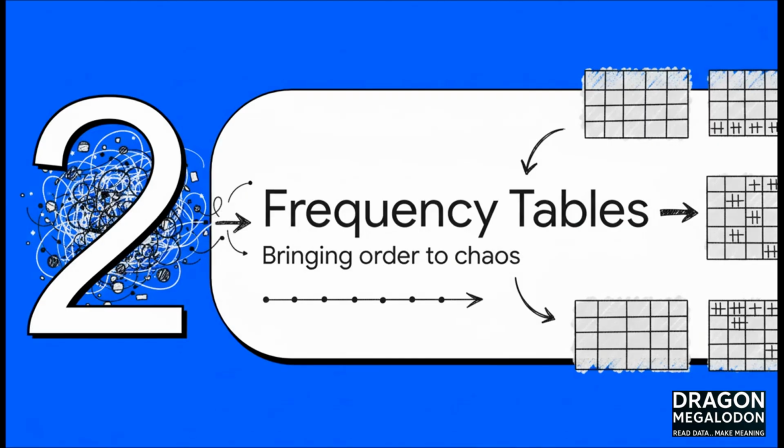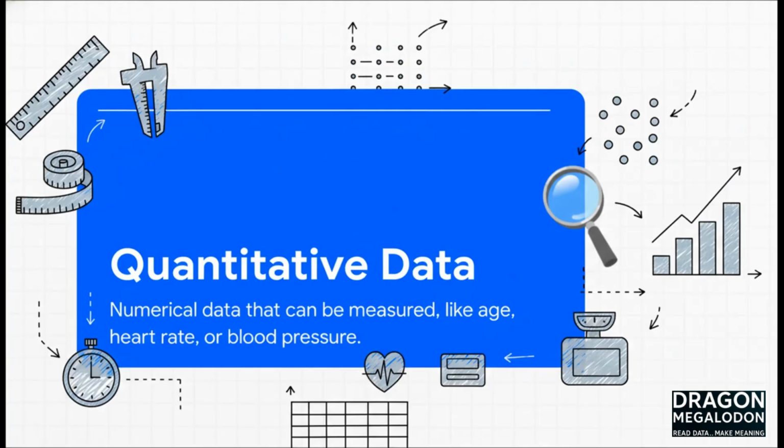Well, the first tool we're going to grab is the frequency table. This thing is a classic for a reason. It's a fantastic way to summarize data and bring some much-needed order to all that chaos. And just to be super clear, the tools we're talking about today are made for this specific kind of data, quantitative data. We're dealing with numbers you can measure, right? Things like age or heart rate or distance, not categories like gender or a diagnosis.